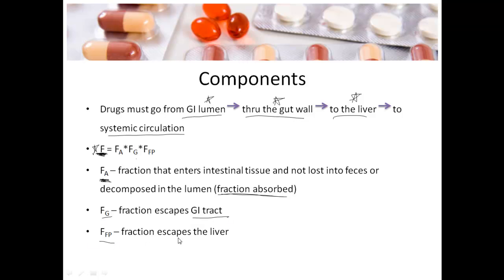FFP is the fraction that escapes the liver. So when you want to find out what the total bioavailability is, you just multiply these three things, and that will tell you how much of your drug actually made it to systemic circulation.